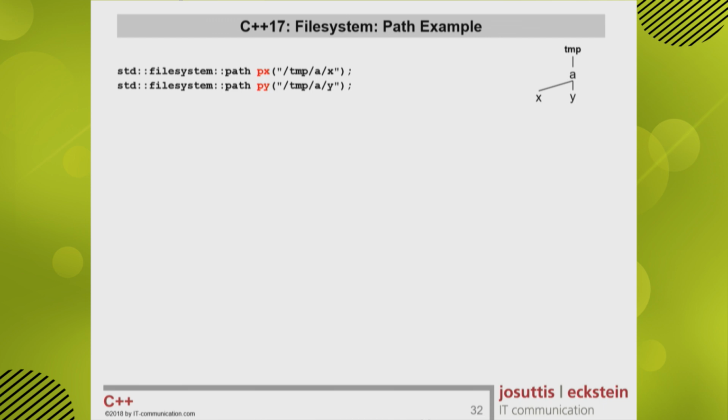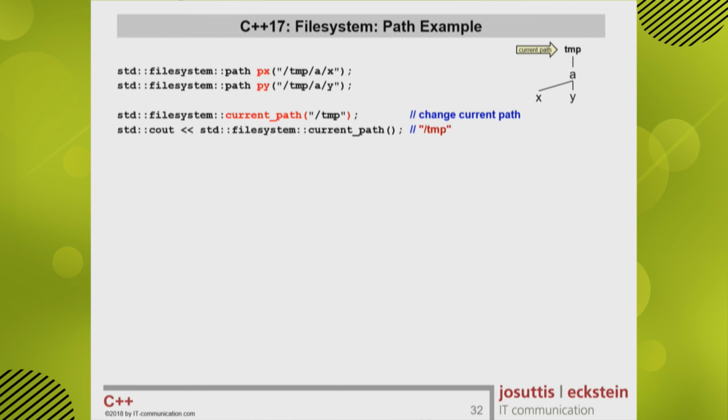So let's check two paths here, /tmp/a/x and /tmp/a/y. I changed my current path to /tmp. So let's check where I am. The current path is /tmp. And then I can say, give me the relative path from the top to my directory. That's simply the absolute path without the /tmp.